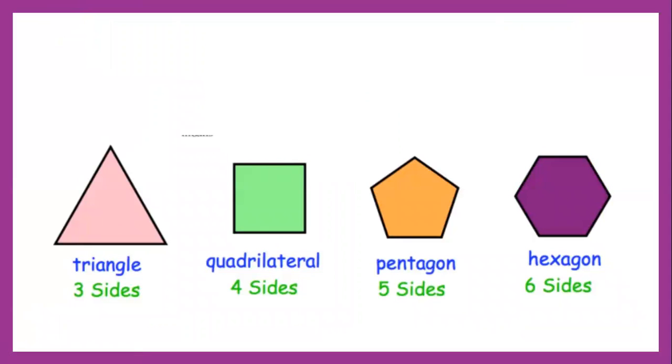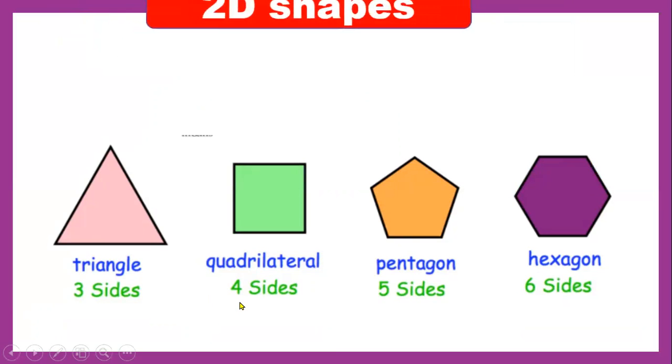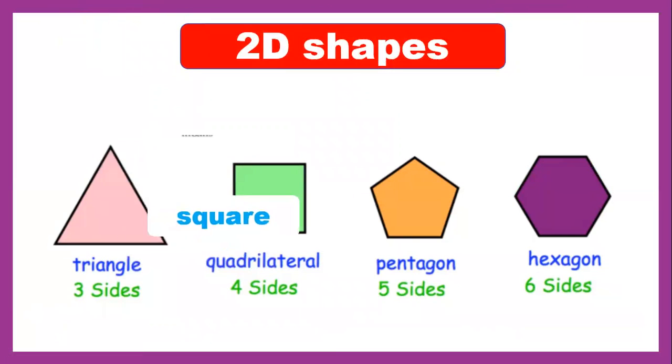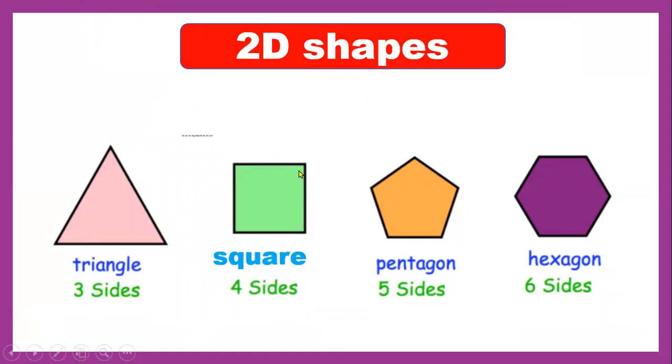Now you have to count the sides and the corners. Now look at this triangle. It has three sides. Look at this four-sided square shape. Okay, this is the square. It has four sides. Pentagon has five sides: one, two, three, four, and five. Okay, and this is the hexagon, which has six sides and six corners.